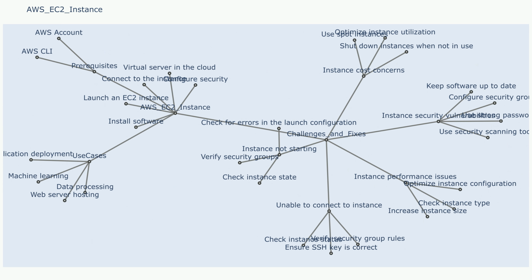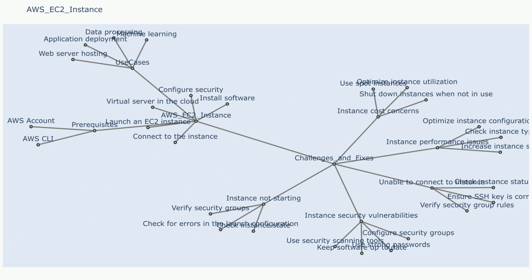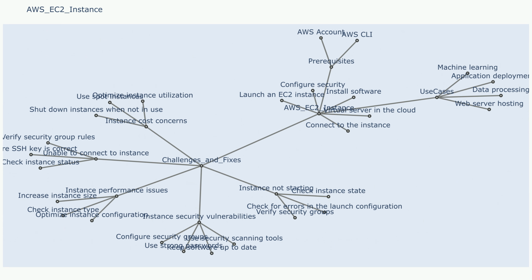Steps: launch an EC2 instance, connect to the instance, install software, configure security, configure storage, configure networking. Challenges and fixes: instance not starting. Check instance state. Use the AWS Management Console or the AWS CLI to check the instance state. If the instance is in a stopped or terminated state, you will need to start or launch a new instance.